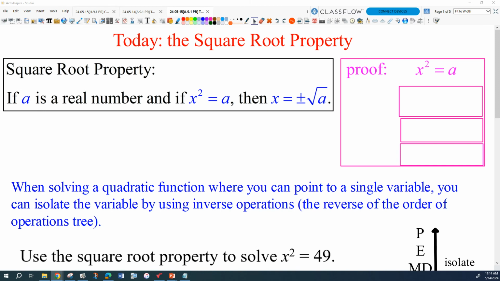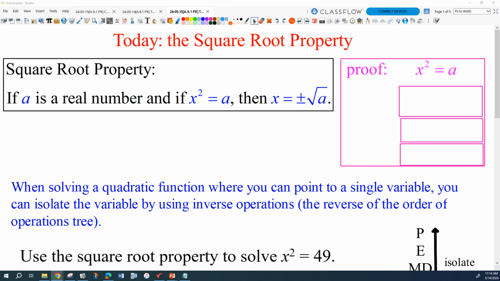So, what is the square root property? We talked maybe a tiny bit about this about a month ago, but not much. So, here's the square root property. It just says that if a is some real number and x squared is equal to a, then we can solve for x by square rooting both sides of the equation.